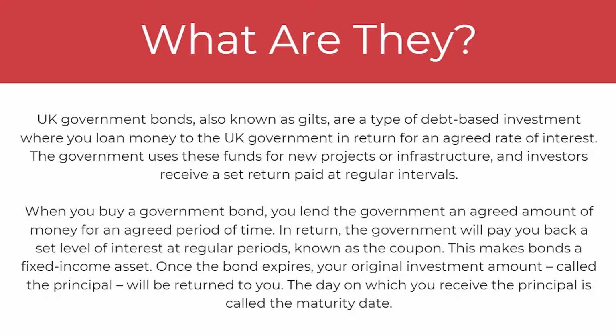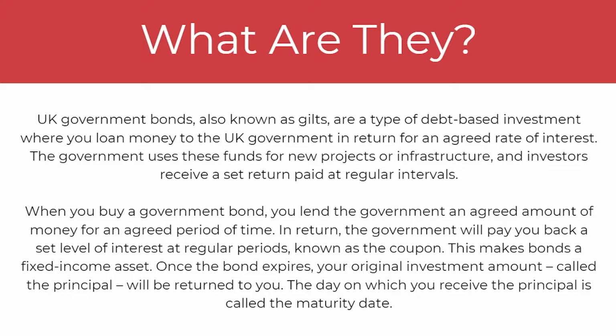UK government bonds, also known as gilts, are a type of debt-based investment where you can loan money to the UK government in return for an agreed rate of interest. The government uses these funds for new projects or infrastructure, and investors receive a set return paid at regular intervals.